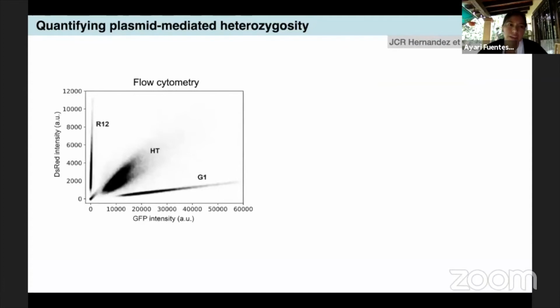So by that, we wanted to quantify this plasmid-mediated heterozygosity. At the beginning, what we did is just take a sample of a population, and with flow cytometry, we can actually differentiate the three different populations, the R12, the HT, and the G1, just with the differences of GFP intensity and DsRed intensity.